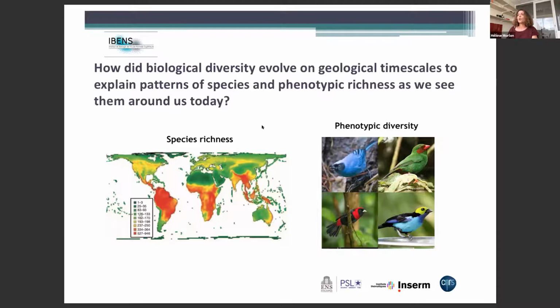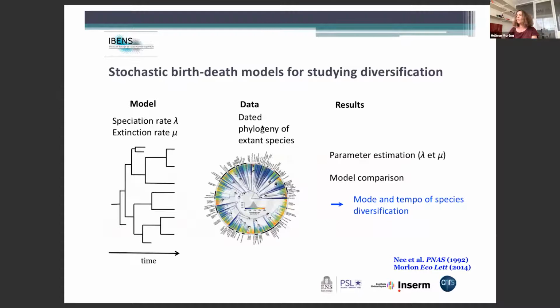The overarching approach that we have to address this question is to develop stochastic models. There are two types of stochastic models that we're developing and that other people in the field develop. To give you an easy example with the simplest model we can think about, a birth-death model of diversification, where we have constant rates of speciation and extinction. The underlying process is just a clade that starts with an ancestral lineage and diversifies with a given speciation rate lambda and extinction rate mu. And we can develop statistical approaches to fit these types of models to phylogenetic data, so data of phylogenies representing the evolutionary relationships between extant species.